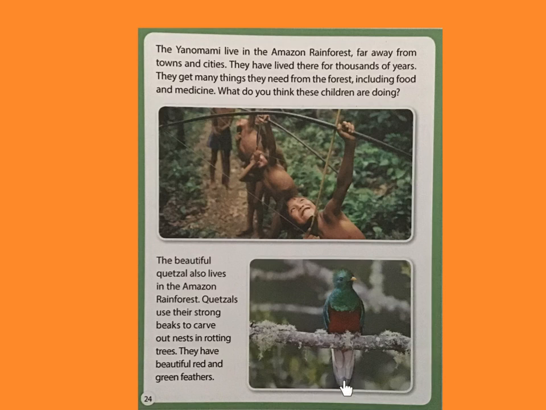All right, take a look down here. It says the beautiful quetzal, which is a colorful bird, also lives in the Amazon rainforest. Quetzals use their strong beaks to carve out nests in rotting trees. They have beautiful red and green feathers. Let me explain what carve means. Carve means to cut out very carefully. Birds carve with their beaks. People carve things with a knife.